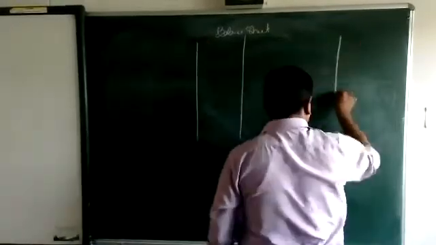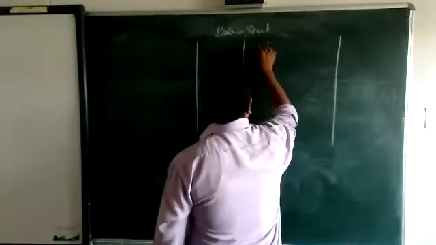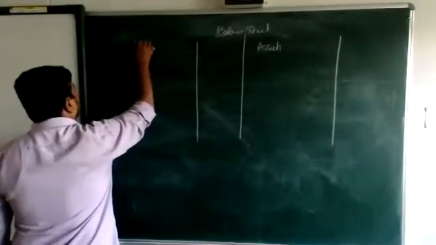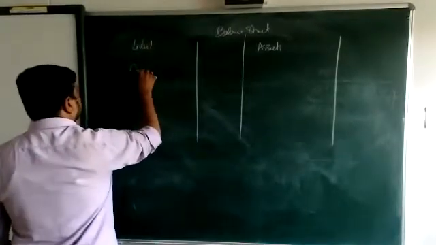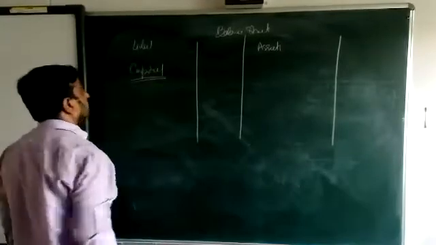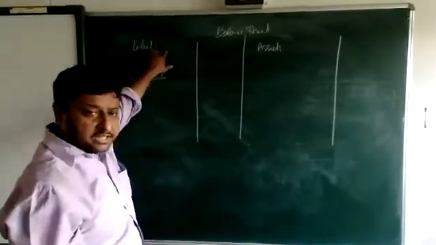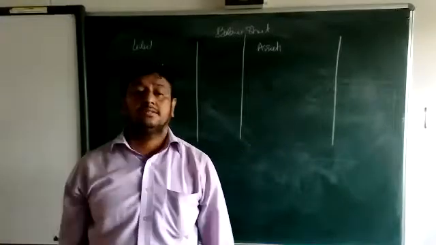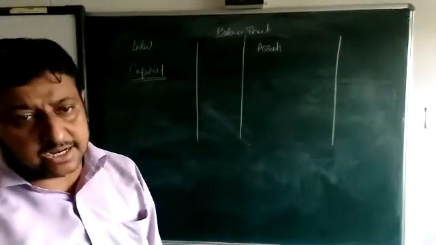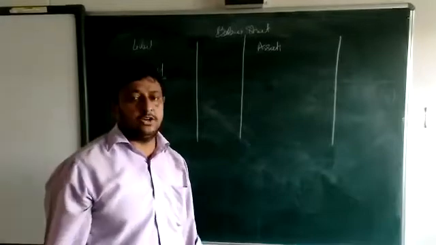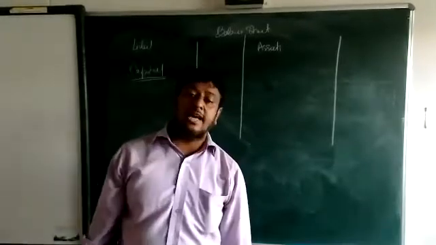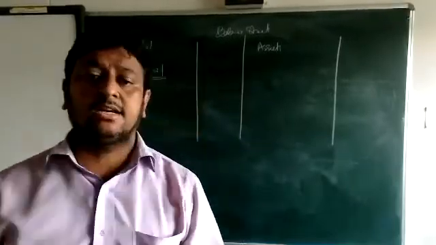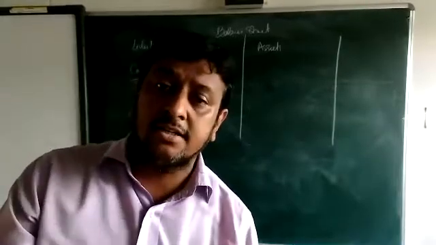They have two sides. All the assets are written on this side, and all liabilities and capital are written on this side. In assets, two parts are there: one is current assets and one is non-current. Already you know about that. The assets which are utilized for a long period in the business are non-current. The assets which are utilized for a short period in the business are current.